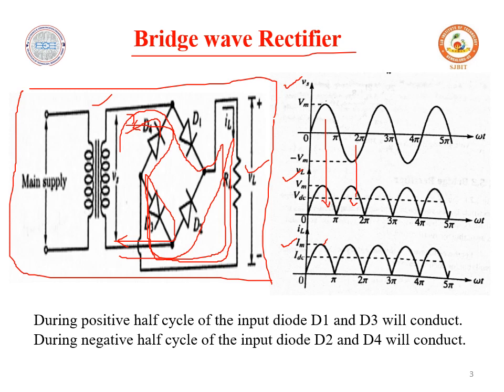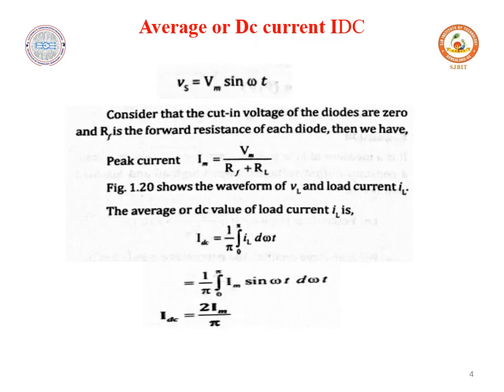The efficiency of the bridge wave rectifier is also 81%, the same as the full wave rectifier. Then the ripple factor is 0.48. So you need to find out the average or DC current, which we call IDC, and the average or DC voltage, which we call VDC.